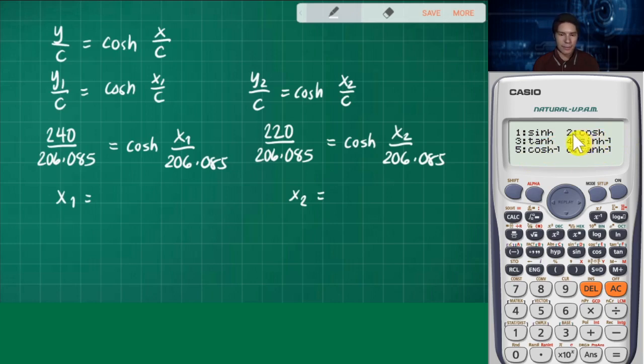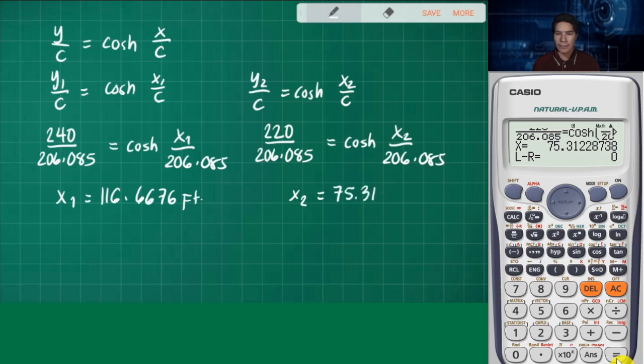So this is our concern, the hyperbolic cosine equation. Just press 2, then x sub 1, and then we have 206.085. And then we just need to shift solve. So we have 116.6676 feet. And then we change this into 220, shift solve, and we have 75.3123 feet.